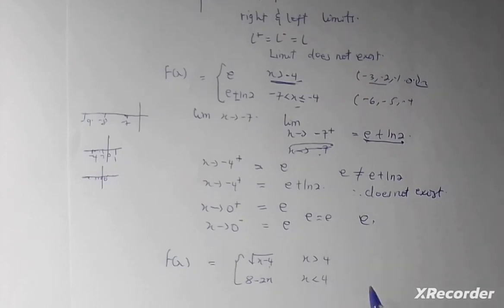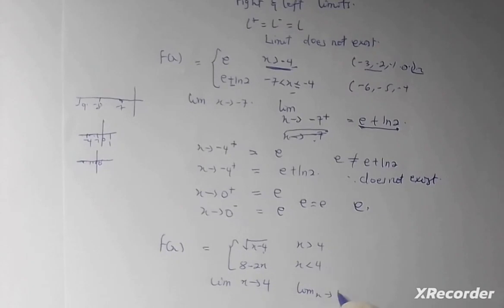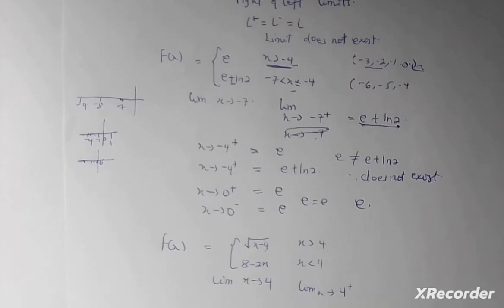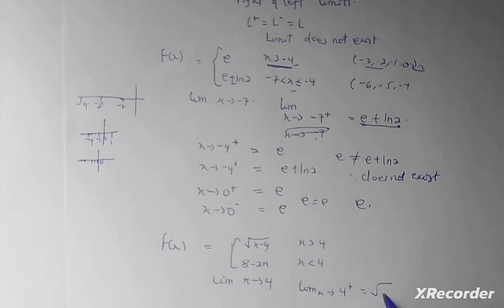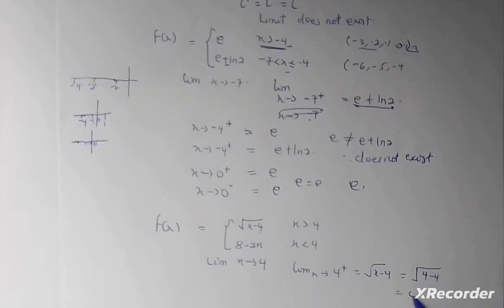So we have to find the limit as s approaches 4 of this. And how do we get that? To get this, we simply find the right limit. So limit as x approaches 4, then you put plus. So what will be the right side of 4? That is this part, x greater than 4. And the solution is square root of x minus 4. So wherever we see x, we put 4 there. And that is going to give us square root of 4 minus 4, which will give us 0 as our solution. So meaning the right side of 4 is going to give us 0 as our solution.